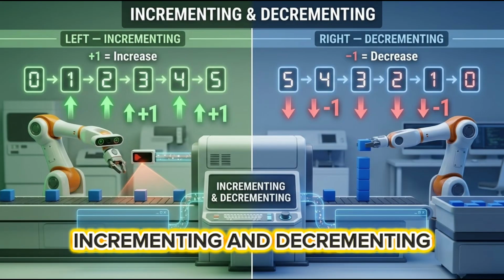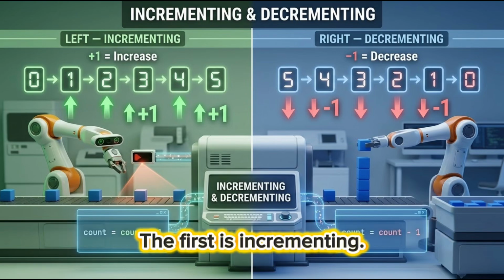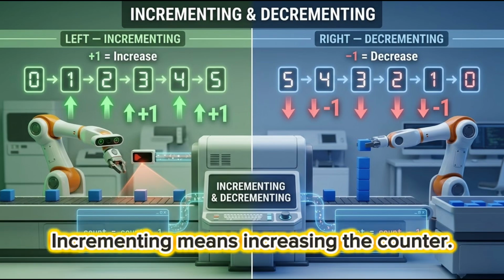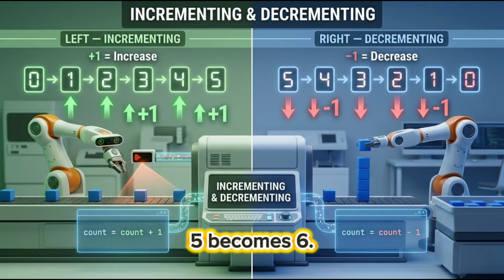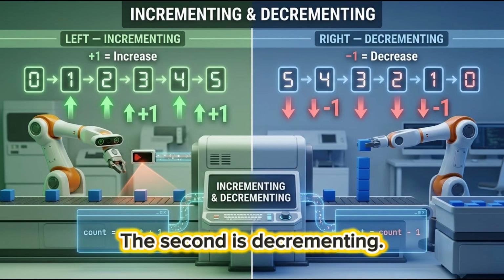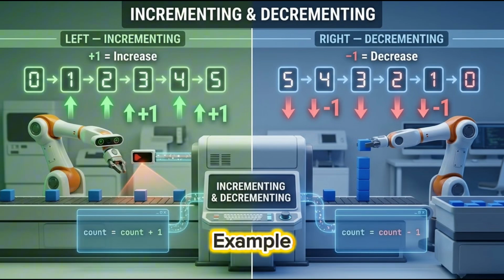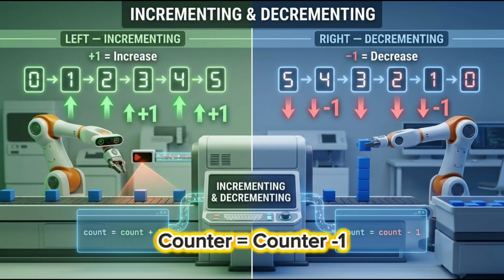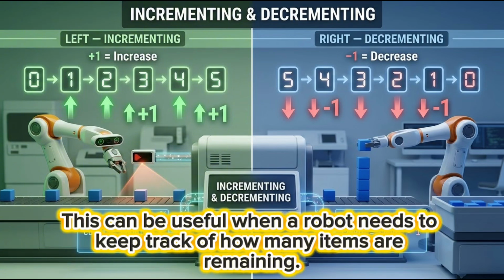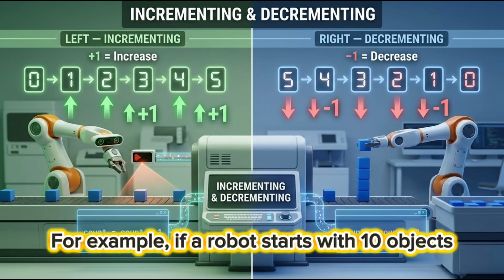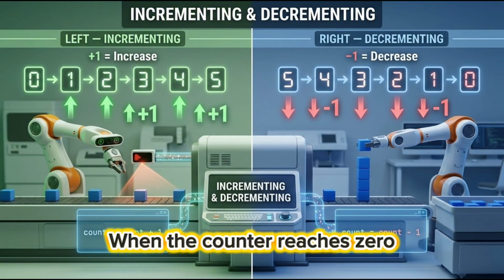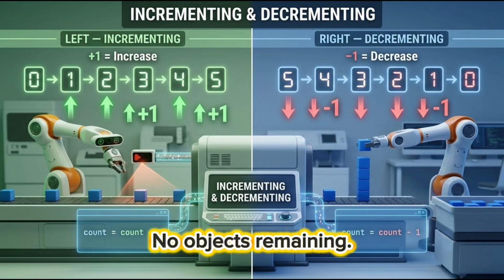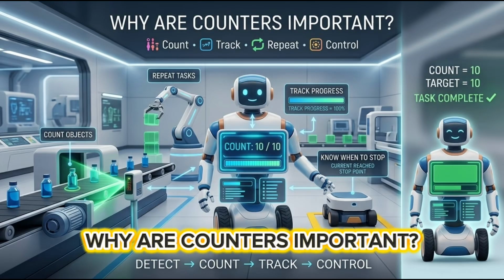Incrementing and decrementing. There are 2 common ways a counter can change. The first is incrementing. Incrementing means increasing the counter. Example, counter equals counter plus 1. So, 5 becomes 6. The second is decrementing. Decrementing means decreasing the counter. Example, counter equals counter minus 1. So, 5 becomes 4. This can be useful when a robot needs to keep track of how many items are remaining. For example, if a robot starts with 10 objects, 10 becomes 9, 8, 7. When the counter reaches 0, no objects remaining. Task complete.